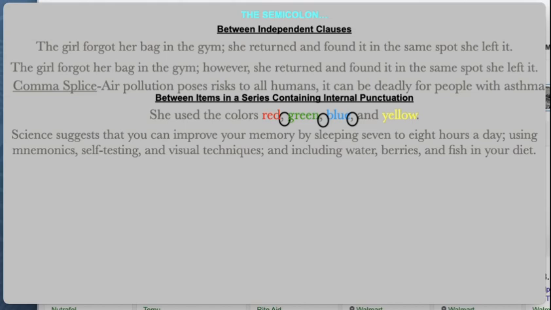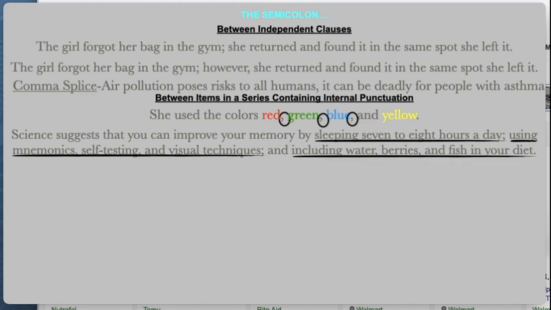Now, what are the three things in the list here? Sleeping 7 to 8 hours a day, there's the first thing. Using mnemonics, self-testing, and visual techniques, there's the second in the list. And including water, berries, and fish in your diet. Notice that there are commas within the last two of those items, right? Using mnemonics, comma, self-testing, and visual techniques. And then the third is including water, comma, berries, comma, and fish in your diet. So if we used commas to separate those three items, imagine how confusing that would be. So we use semicolons instead.